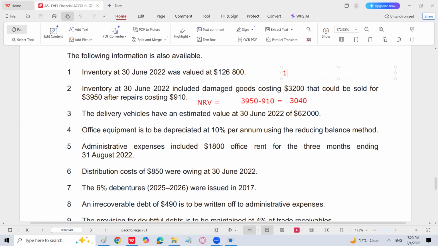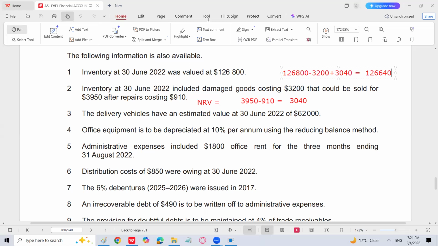So how are you going to calculate it? 126800, this particular inventory is included in this, minus 3200. You will subtract 3200 because that is the damaged goods, cost is higher than NRV, and we will add 3040. The wrong value we will subtract, the correct value we will add: 126640. So 126640 is going to be the value of the closing inventory.